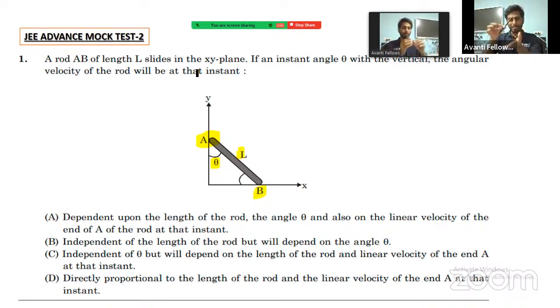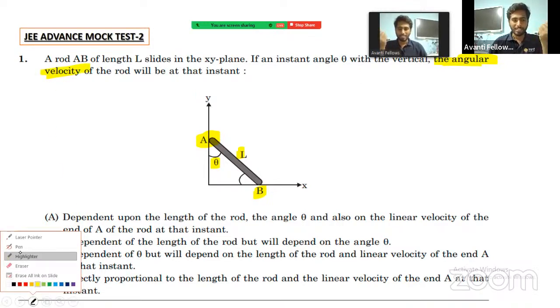Suppose the rod will be like this. If it starts to slip, it will move in this direction, that is, it will start to slide like this. If it starts to slide like this, it has two velocities. One is linear velocity, and second, due to the rotation, angular velocity will occur here. Here we need to find the correct answer for the angular velocity.